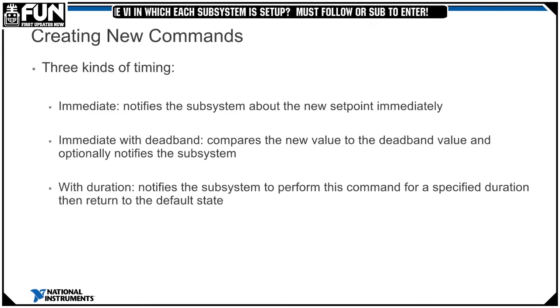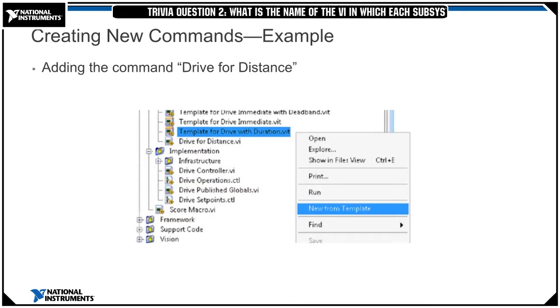Alright, great. So, we talked about the 3 different kinds of timing: immediate, with deadband, and with duration. If we wanted to look at an example here, we'll go through this quick and then I'll walk you through the actual process. So adding the command for drive for distance. We're going to choose the drive with duration template because we want it to go a distance, and going a distance takes a set amount of time. So we're going to save this VI with a descriptive name like drive for distance.